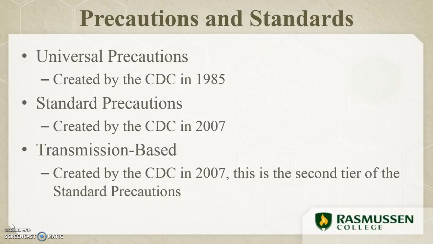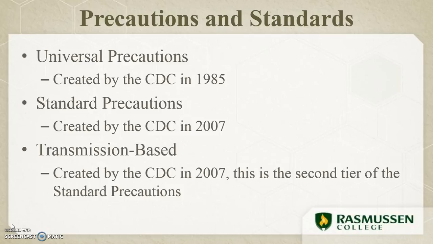Standard precautions were also created by the CDC in 2007. This precaution recommends using precautions such as personal protective equipment when working with patients regardless of their diagnosis. This guideline applies to all blood, all bodily fluid secretions, except for sweat, whether blood is visible or not. Again, with the same thought that they could be contaminated.